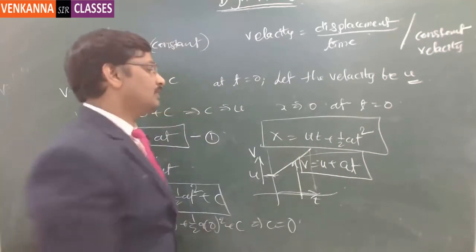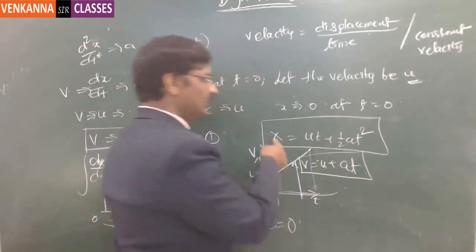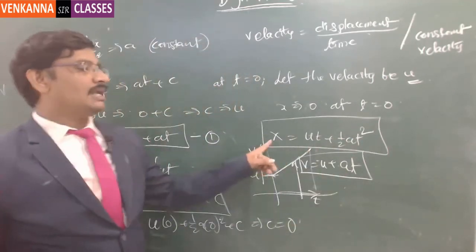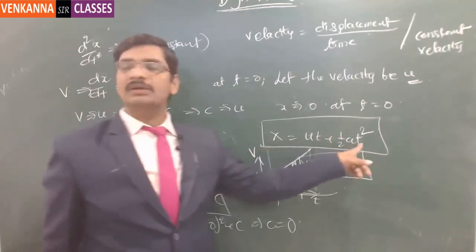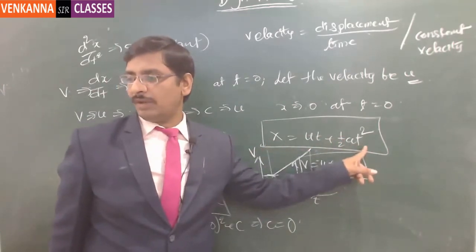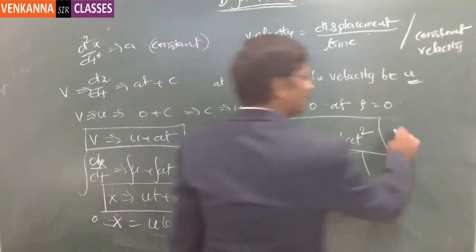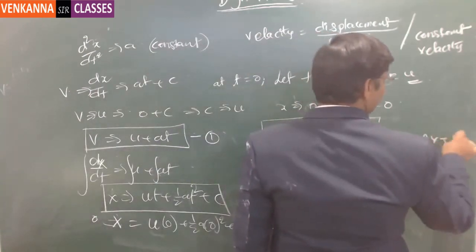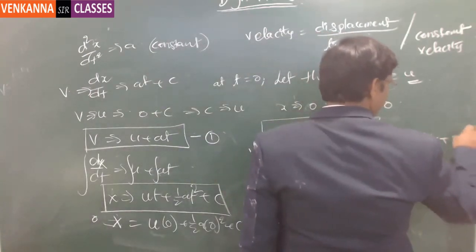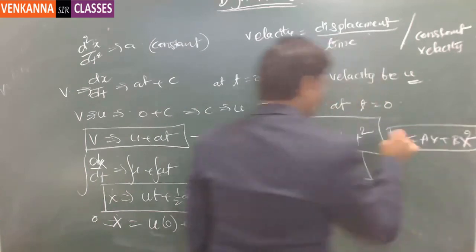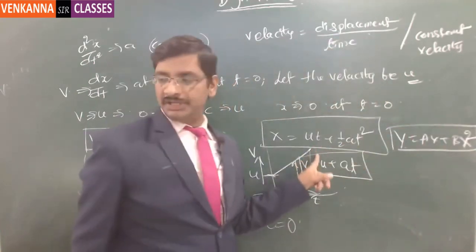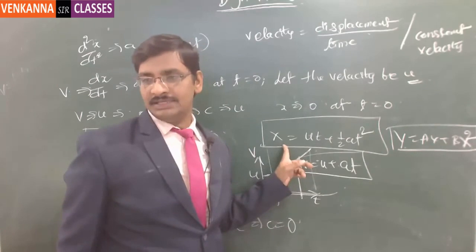Now if you notice, this is a parabolic shape. See this, y is equal to ax plus bx square format. So y is equal to ax plus bx square is always a parabola. Here, instead of x it is t, instead of y it is x. That is the only difference.